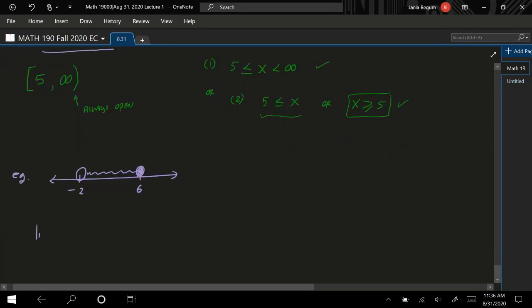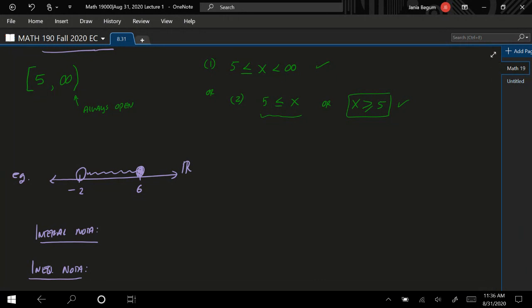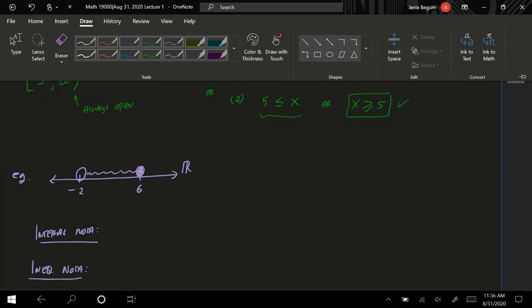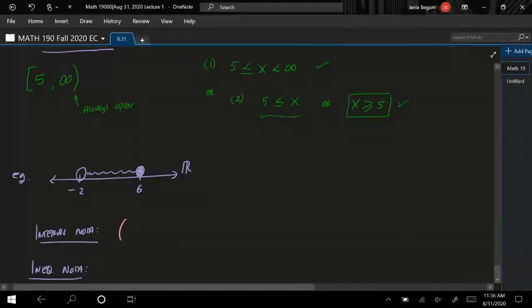Okay, so I will have you guys do the interval notation and inequality. Okay, so take a couple of seconds. Okay, so someone tell me what's the interval notation for this set? Parentheses, -2, 6 and brackets.